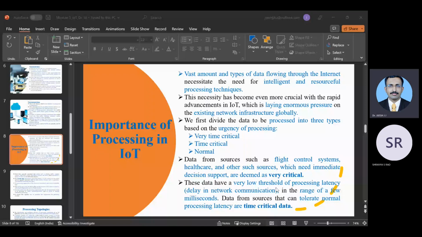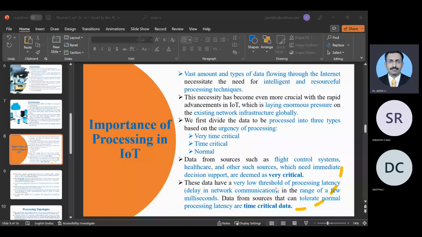In some of the applications you need to have the data transfer immediately, but in some of the applications it is not necessary to have the transfer of information fast. Like in the case of healthcare or aircraft related data, it has to be transmitted at a faster pace. The vast amount of data flowing through the internet can be intelligent and resourceful for processing technologies, and IoT is under enormous pressure.